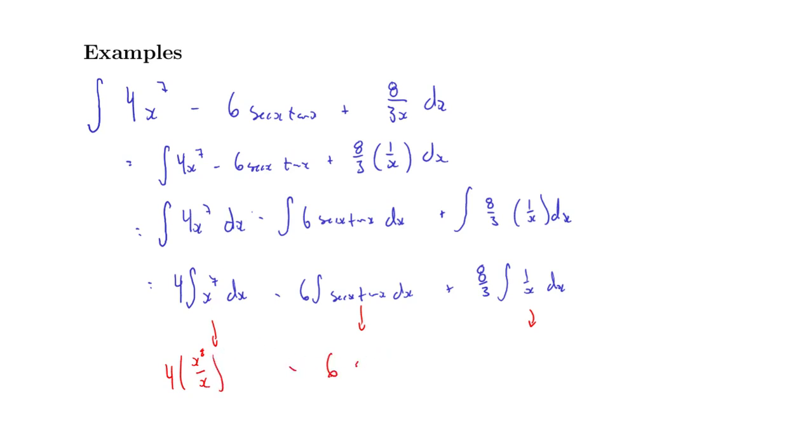Minus 6 times, we might recognize this secant x tangent x as the derivative of secant. Plus 8/3 times, when we see this reciprocal function, that's going to be this natural log with an absolute value. And then I'll tack on my plus c. Oops, I wrote an x in the denominator here. This is 4, or 8, I mean. There we go. Now we can say, okay, this is really x to the 8 over 2 minus 6 secant x plus 8/3 natural log of the absolute value of x.